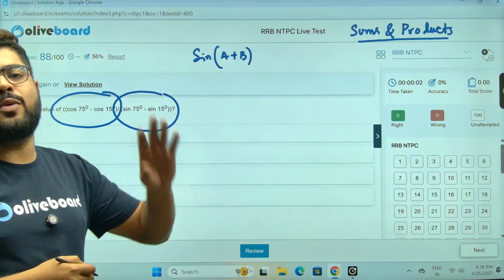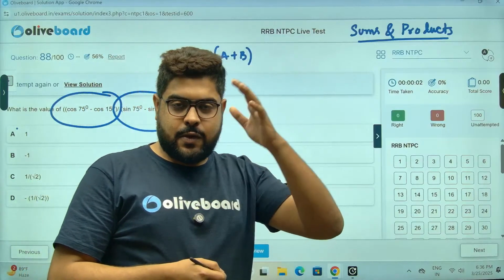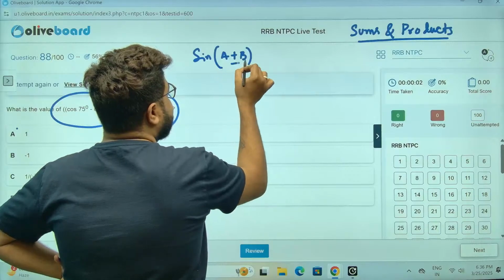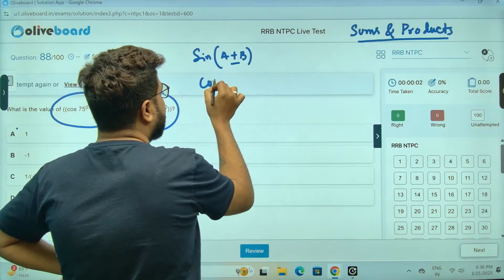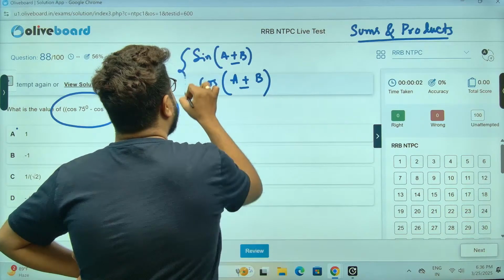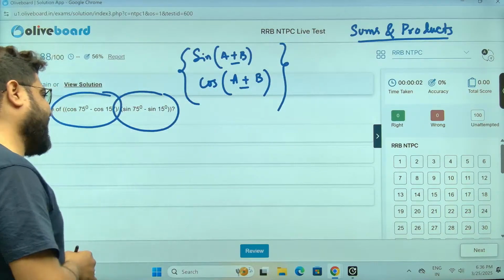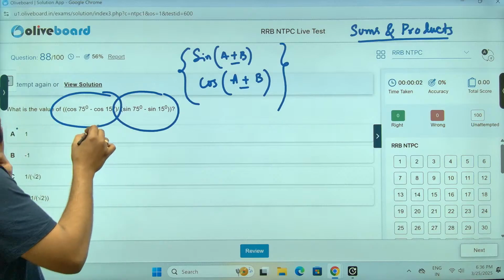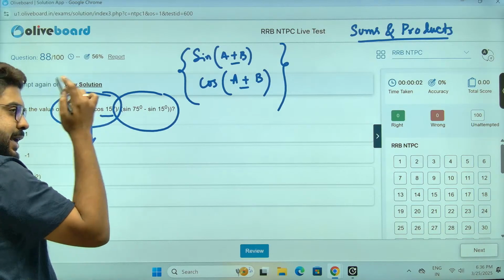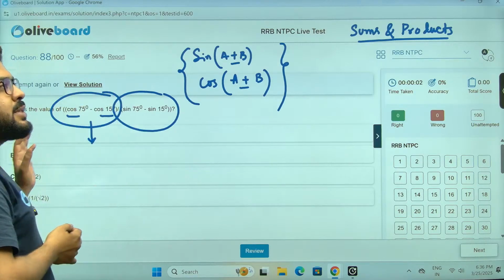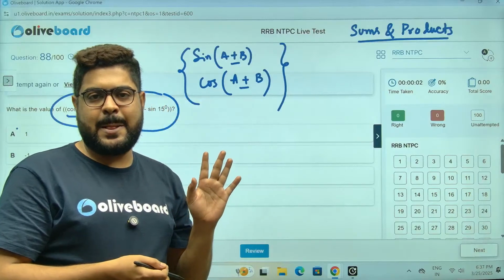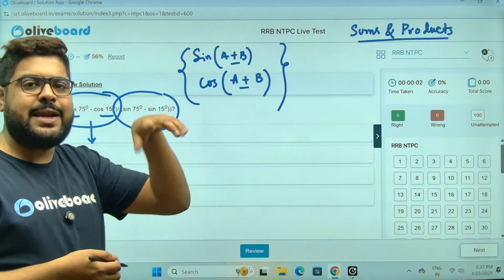Do not mug up the formulas. You will get confused. Understand how this comes. So sine A plus B, sine A minus B, and cos A plus B and cos A minus B. We have just understood this. But if you are a very advanced student, cos C minus cos D gives you both signs. Think about this: cos formula is cos A cos B plus or minus sin A sin B. So if I do the minus, that sine part will remain.